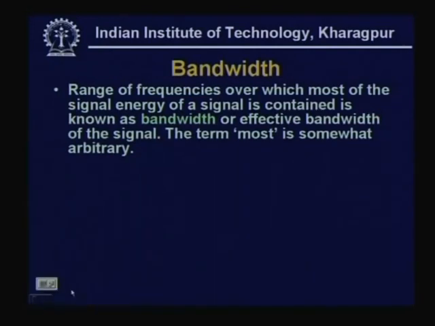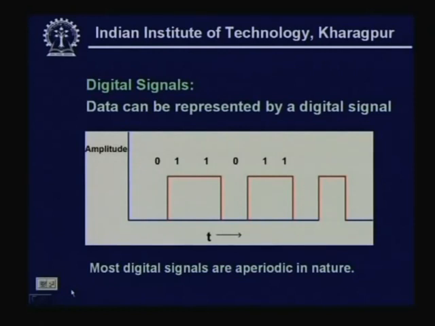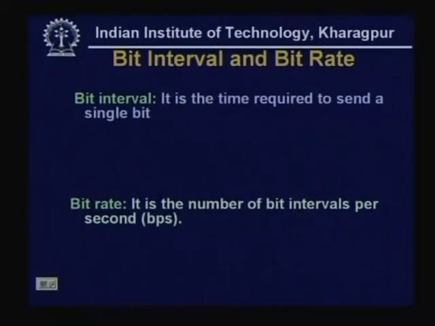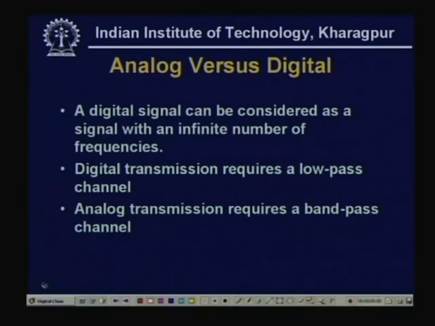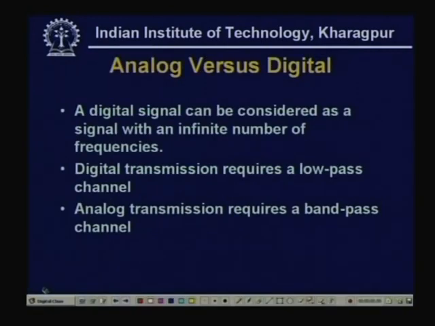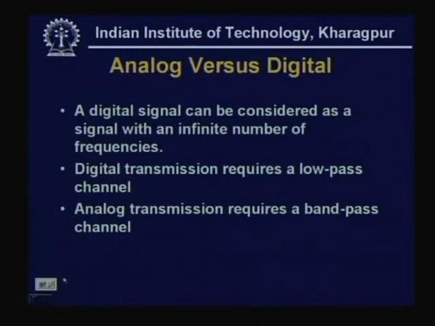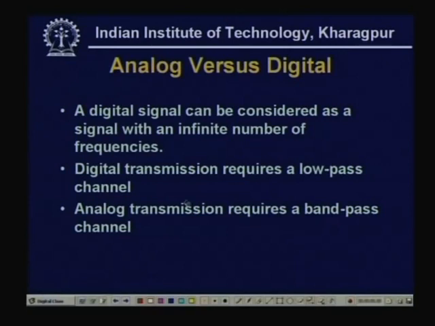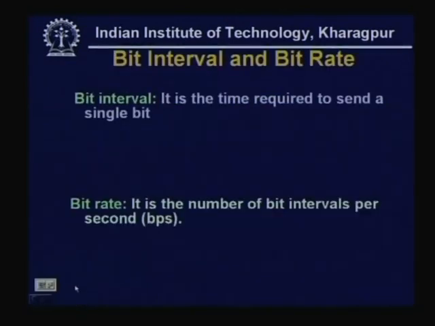Now, in case of a digital signal, as we have seen, it can be aperiodic in nature. It may not be periodic like the simple analog signal such as a sine wave. So, in such a case it can have an infinite number of frequencies. Now, in the context of digital signal, there are two parameters known as bit interval and bit rate, which we have to discuss.